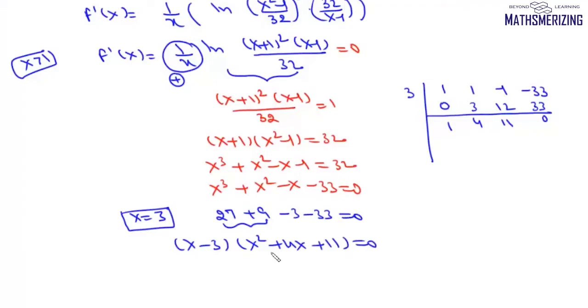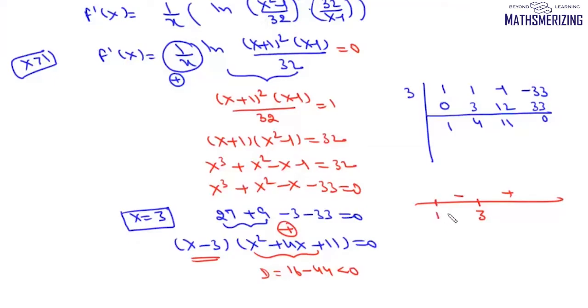Now for this quadratic expression, the value of D is 16 minus 44, which is less than 0. So it means it is always positive and it has no real roots. So the only critical point in this case will be when the value of x is 3. Now what about the sign of the rightmost? If we take any value greater than 3, the numerator will be greater than 32. So rightmost is plus and this is minus. And it's given that x is greater than 1.